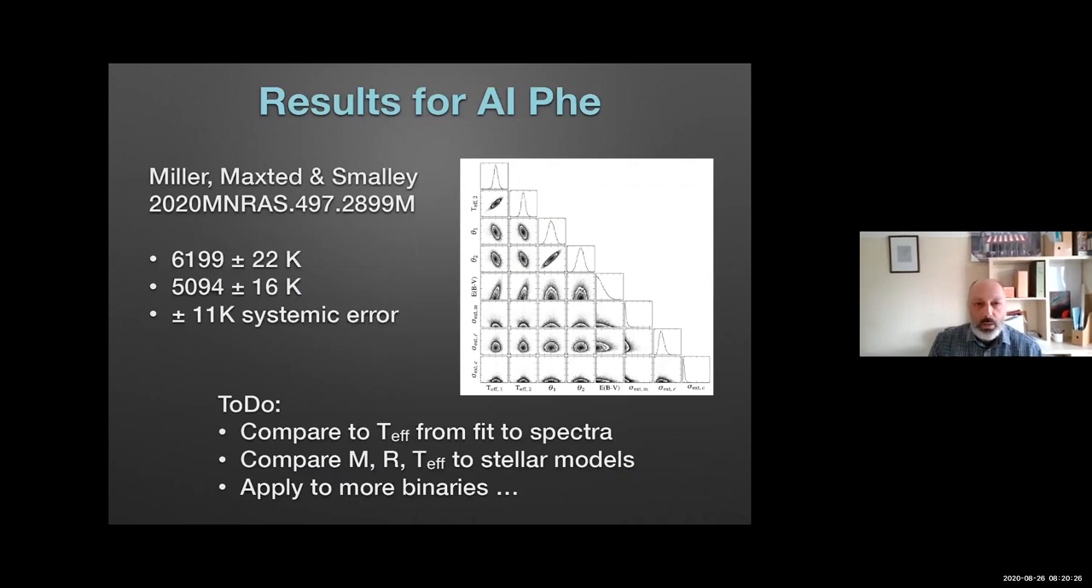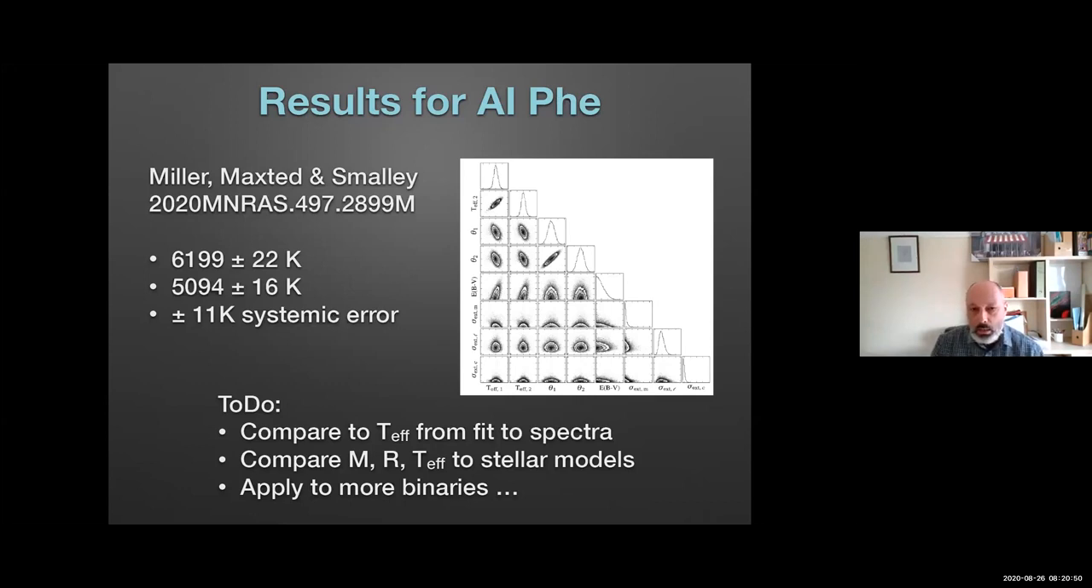So here's the punchline. So when you do this for a very well-studied binary, you can get your temperatures down to 16 plus or minus 16 Kelvin for the cool star, plus or minus 22 Kelvin for the hot star. There's an additional systematic 11 Kelvin error here, which is the uncertainty in the flux scale for stars.